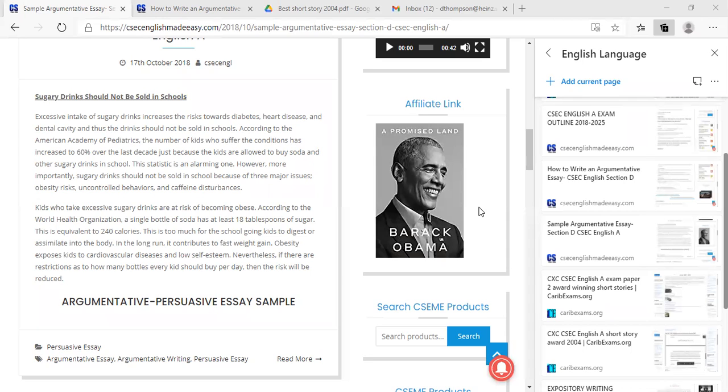Want to stick to that New Year's resolution to be healthier? Time to put down the soda and start downing the water. It has become quite evident over the years that there has been an increase in people with diabetes, cavities, and other health problems. This is a topic that should be addressed, especially in schools, so that future generations can plan and practice for a healthier future. The three major issues are obesity risk, uncontrolled behaviors, and caffeine disturbances. Okay, so I'm just going to pretend the first paragraph is already the one that's on the screen.